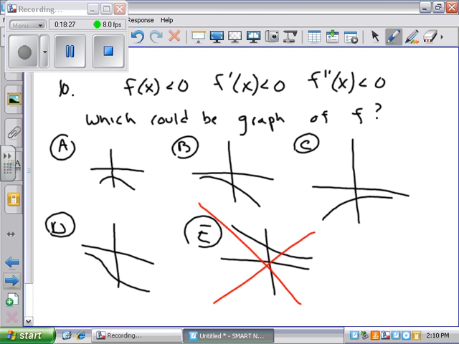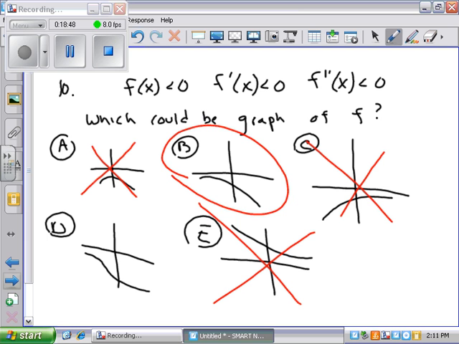The first derivative is negative, which means the function is decreasing. Can't be a, because that's increasing then decreasing. Oh yeah, that's just increasing. And then the second derivative is negative, concave down. Obviously has to be b, because this is not always concave down.